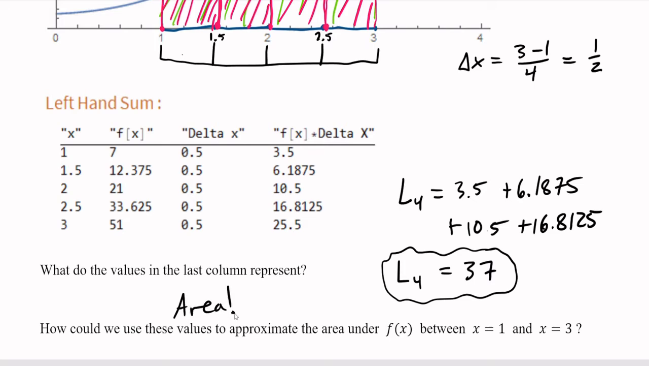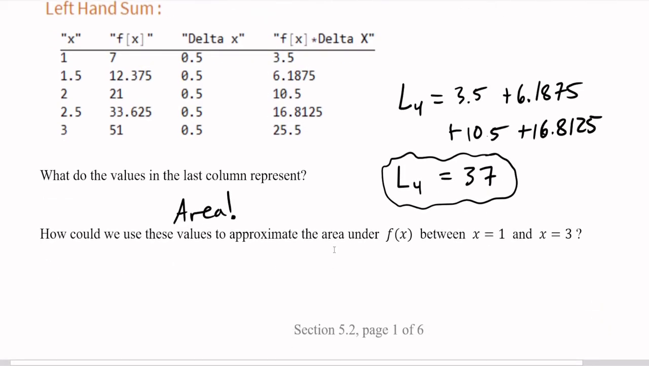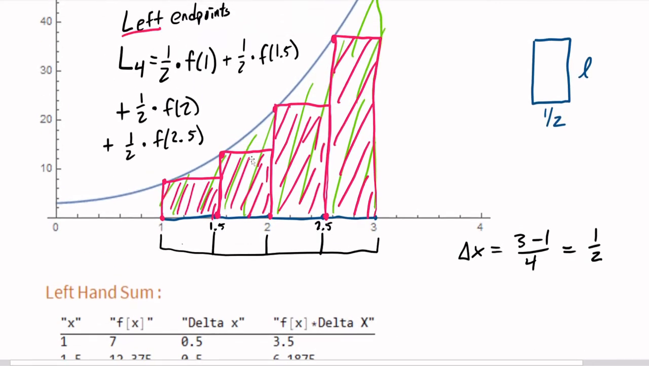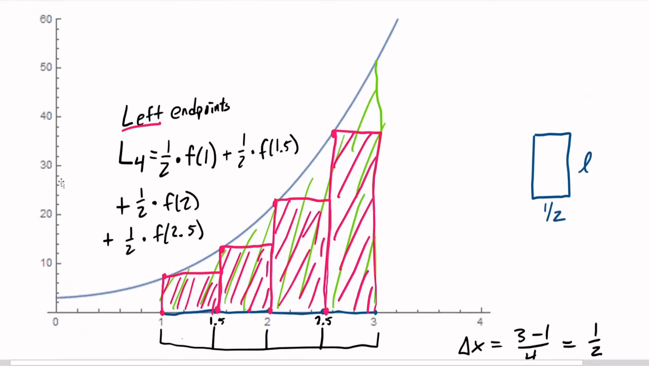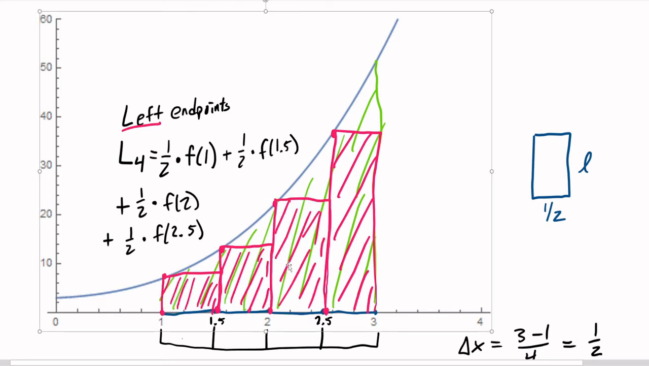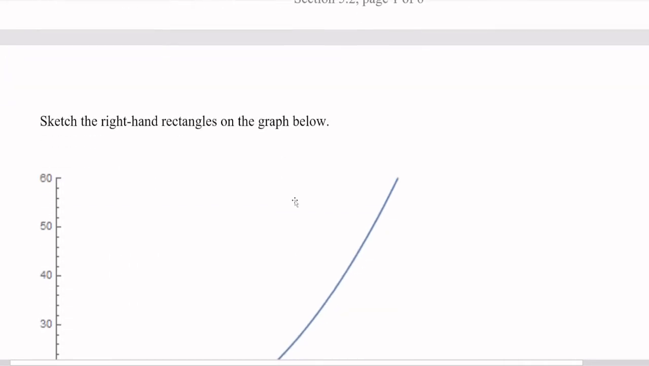Okay, so the last values in this column represent the area. How could we use these to approximate the area? Well, we just add them up. It's the area of this, plus the area of this, plus the area of this, plus the area of this. That's it. So that's called left endpoints, and that's our approximation. Okay? So hopefully it's not too bad to see how this could work as an approximation, and yeah, it's not too bad. All right? So, okay, let's keep going.